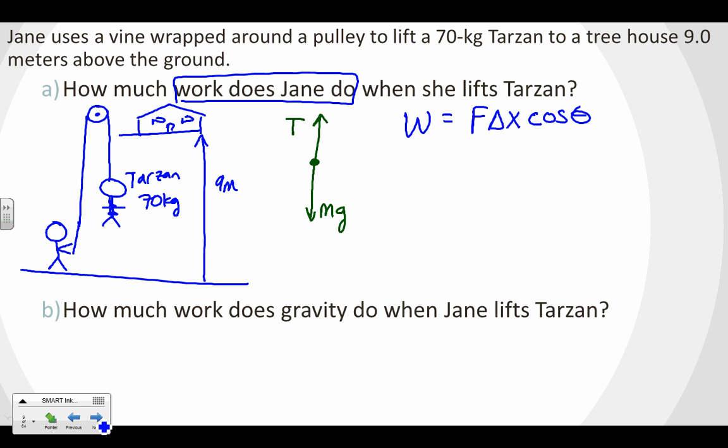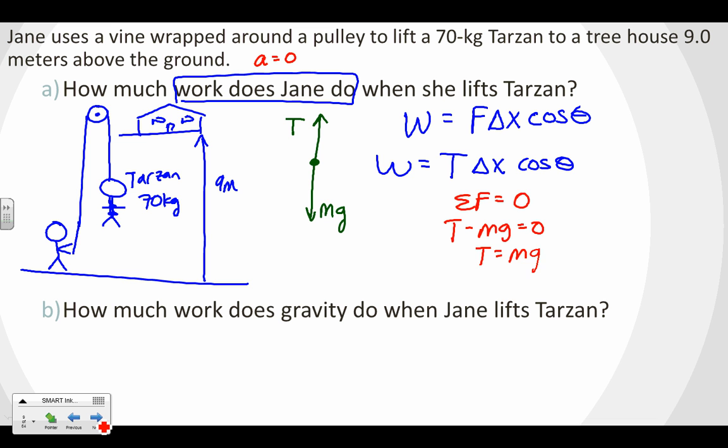The force is tension. What's the tension? In this case, it's mg. You can show that. The sum of the forces is 0. We'll assume that he's going at constant velocity. So tension minus mg equals 0. Tension equals mg. If he's accelerating upwards, then she has to do additional work to accelerate, because she has to apply additional force. We'll do a problem like that later on, but just so you know, if it's accelerating, you work the problem the same way.